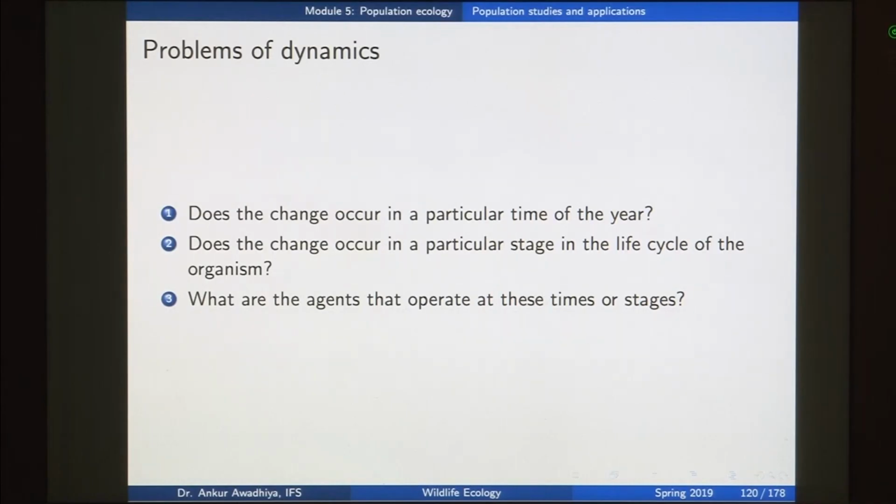So, for instance, when we are talking about poaching, are people poaching mostly the adult organisms, or are they poaching the calves? Are they poaching the male organisms, or the female organisms? Is there any particular thing related to the life cycle that is causing the change? And the third one is, what are the agents that operate at these times or at these stages?